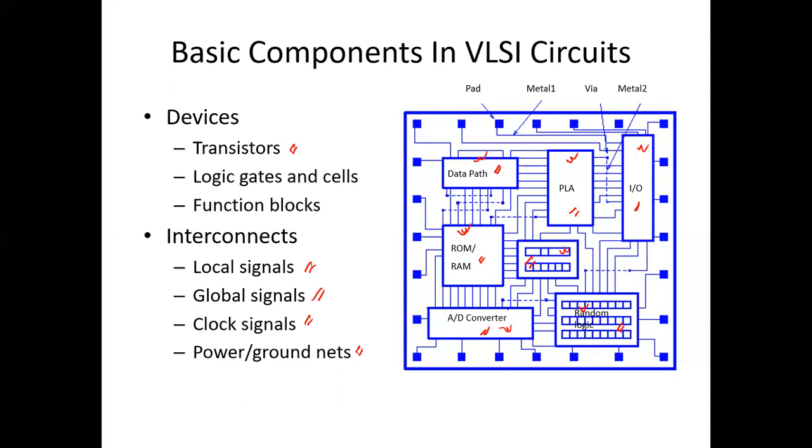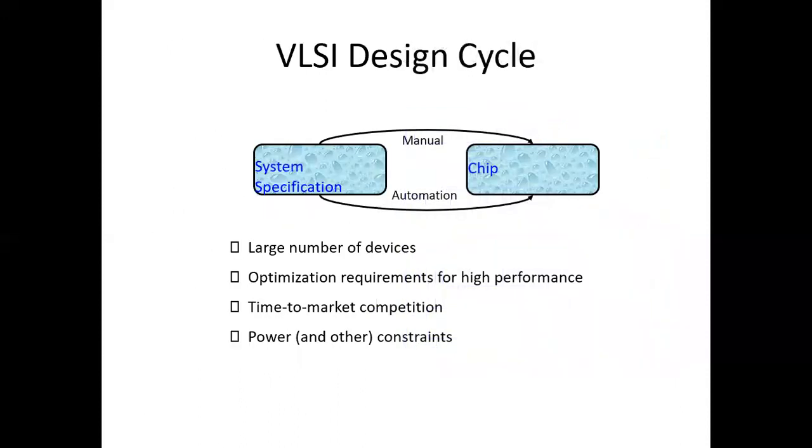You remember when we were talking about the FPGA architecture, at that time also we discussed different types of interconnect: local, global, special, sometimes clock, isn't it? Now these are the basic components in a VLSI circuit.